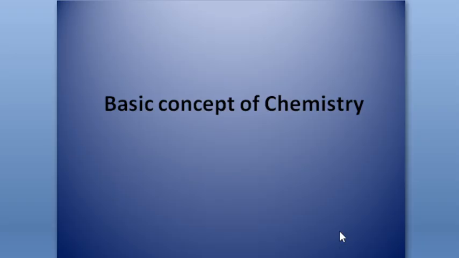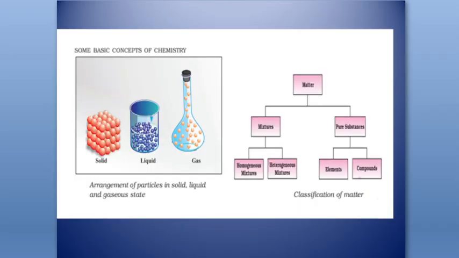Today I shall start a chapter of class 11 NCERT chemistry, which is Basic Concepts of Chemistry. These are some basic arrangements of the particles such as solid, liquid and gaseous state. Here first one is solid state, second one is liquid state and third one is gaseous state.